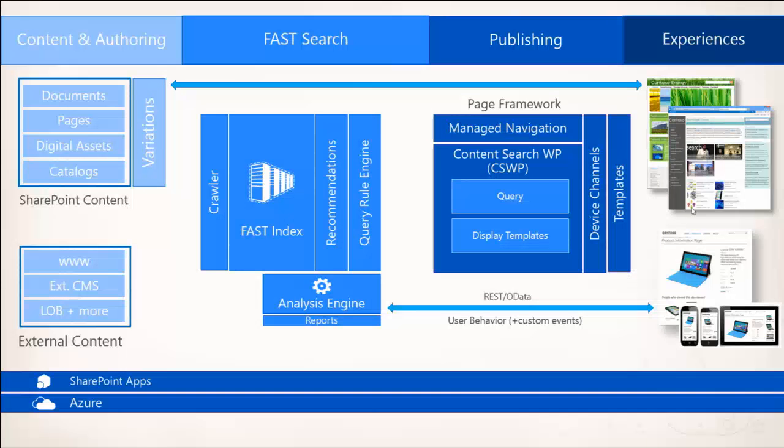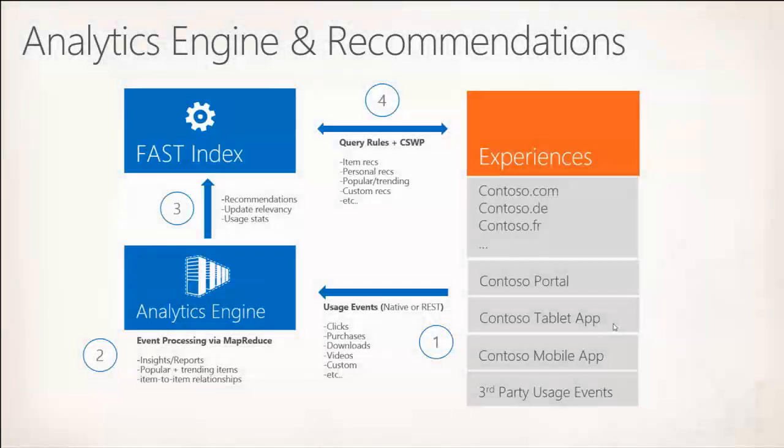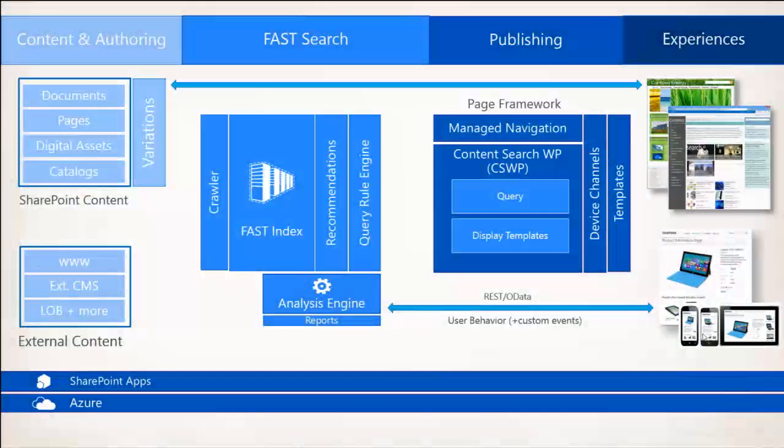Now, the next topic I'd like to touch base on is analytics and recommendations. Before I go into this slide, we talked about how we could surface content from the search index, but we also have done quite a bit of investment in 2013, where we have rewritten our analytics engine. In this release, it's called the analysis engine. And as you can see here, it actually sits right under the fast index.